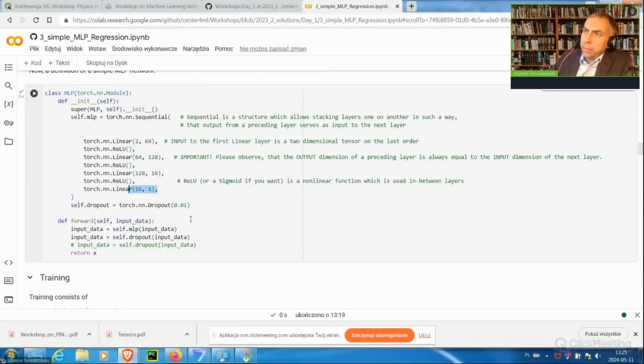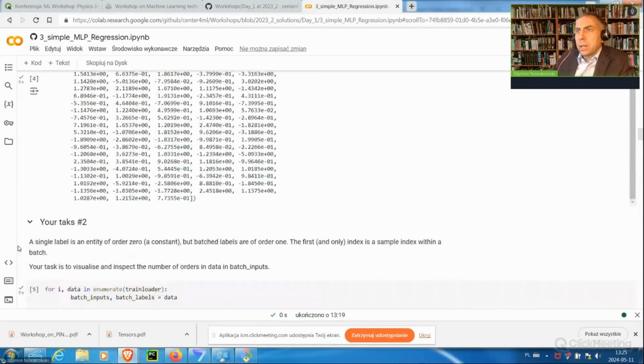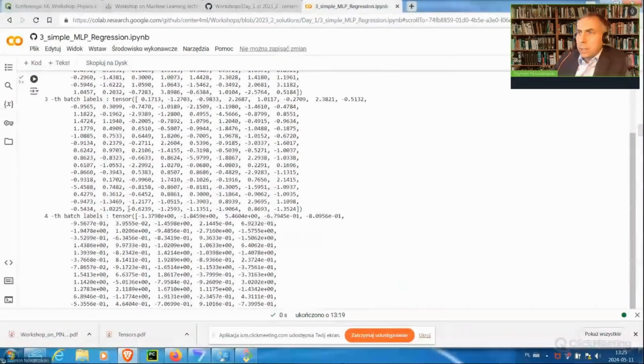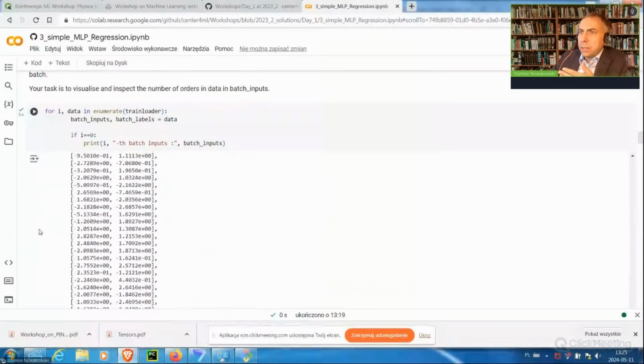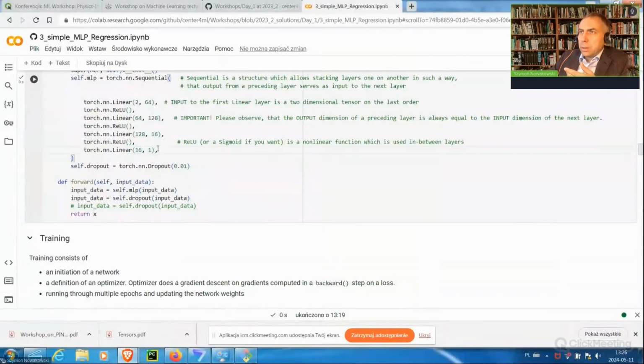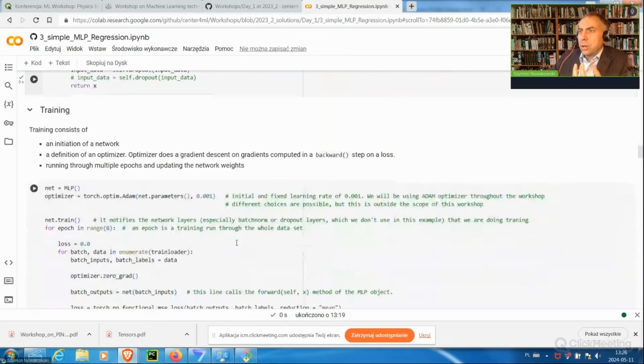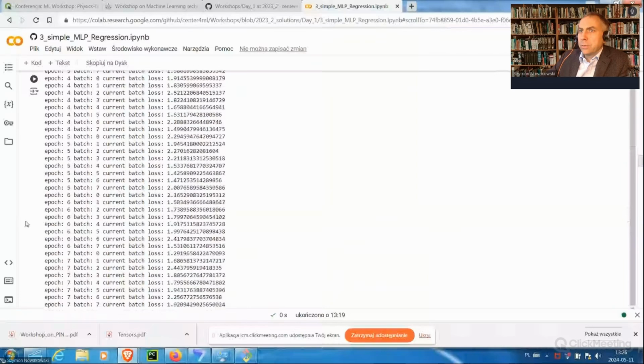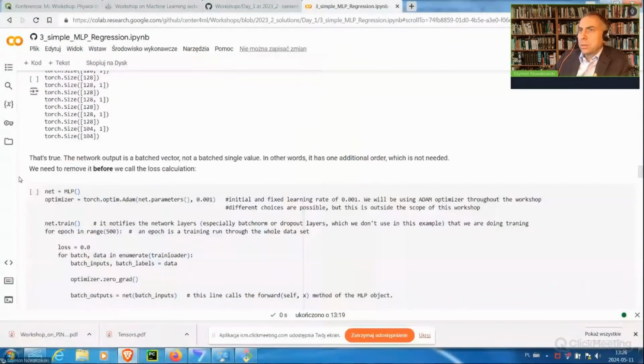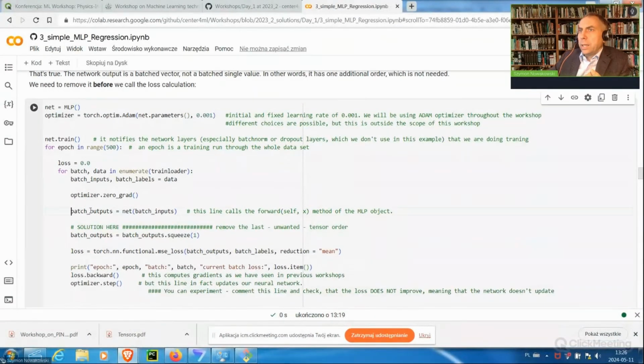But the ground truth labels, as we have seen before, are not a tensor of order 2 with last dimension equal to 1. Rather, they are a tensor of order 1. So this last dimension in the result of this network, which is only a single number, so it can be indexed only with 0, is confusing this loss calculation, and we must get rid of this dimension. How do we do it? I will not show you that. When I get the outputs from the network, I squeeze the last order, because this order is of dimension 1, so it is basically only a number, and I remove it from the tensor.